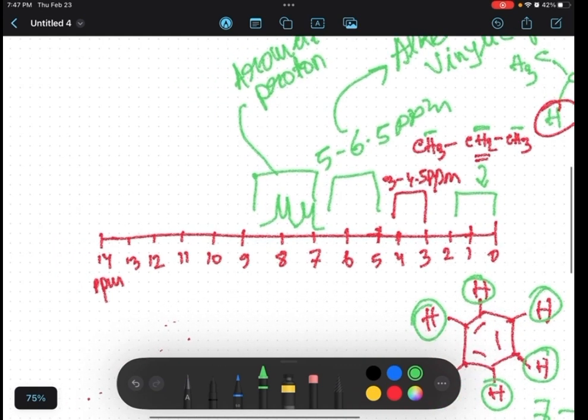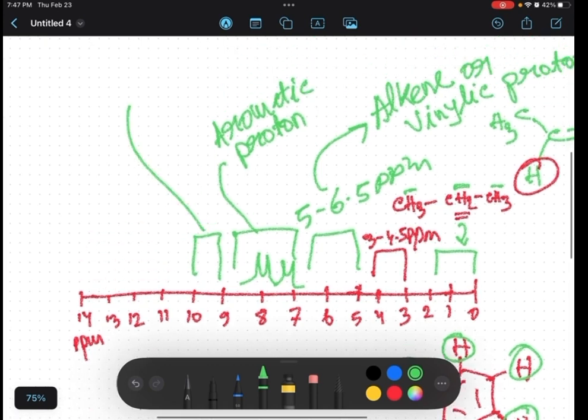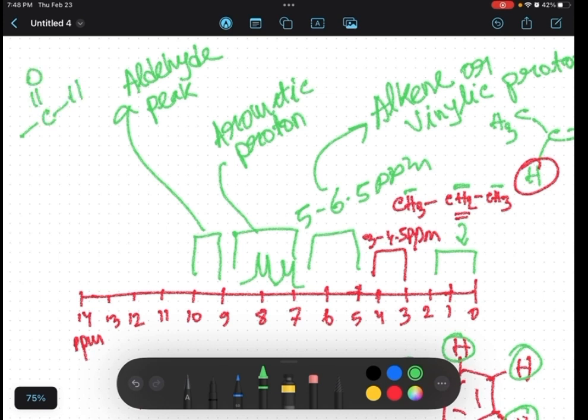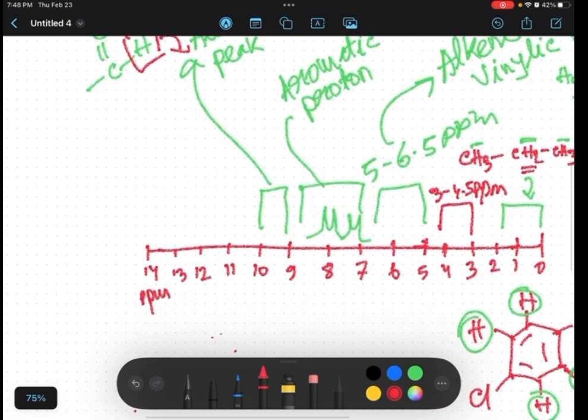Now if you have any signal from 9 to 10, a very small window, that is actually for the aldehyde peak. What does an aldehyde look like? If you have a carbonyl group with a proton, that proton will show up there at 9 to 10 ppm. And in most cases people say above 10.5 to 13 or 14, whatever it is, that is called the carboxylic acid peak.